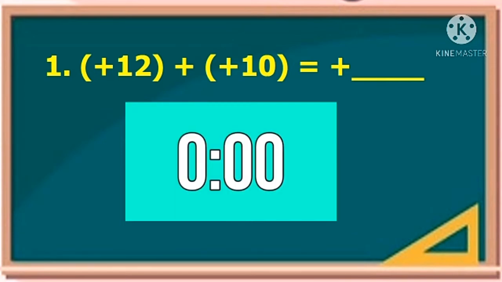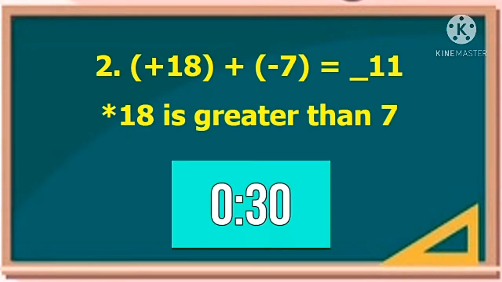Time's up. If your answer is positive 22, very good. You are correct. Number 2. Positive 18 plus negative 7 equals blank 11. Additional hint. 18 is greater than 7. Time starts now.